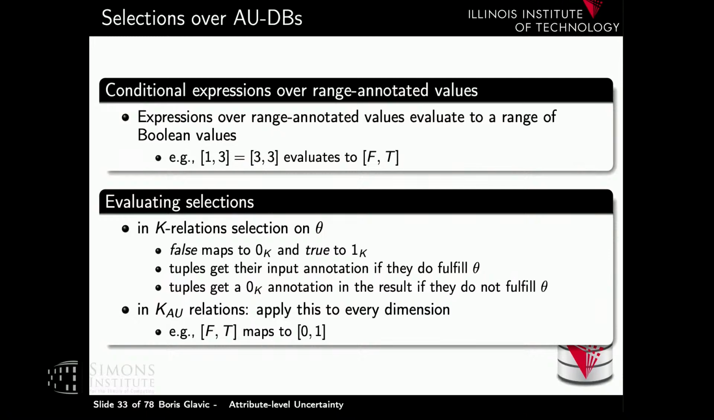So now what we need is to take our over-approximating semantics for arithmetic, comparison, and logical operators and map this back to the semiring. So what we do is, for example, if I compare the interval [1,3] to [3,3], I get an interval [false, true], which means the result could be false, but it could also be true. So how do we map this back to the K-relational semantics? We just map false to 0 and true to 1 as before, but now we do it in each dimension. And this turns out to work out.